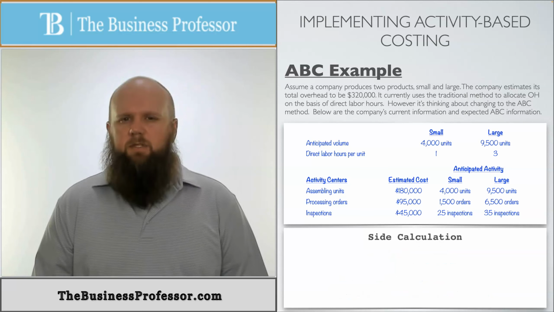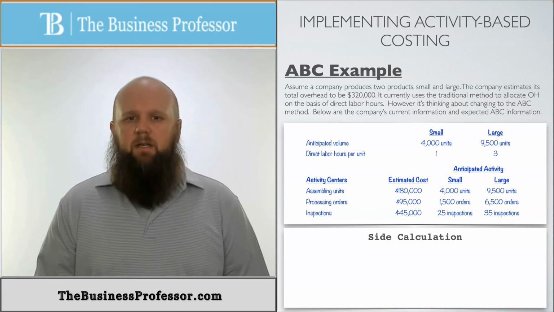So first and foremost, let's go through the steps. The first step is we need to identify the activities. Well, again, granted, they gave that to us. Our activities are right here. We have the assembling of the units, we have the processing of the orders, and we have the inspection. Those are our 3 activity centers. So step 1 is done for us.